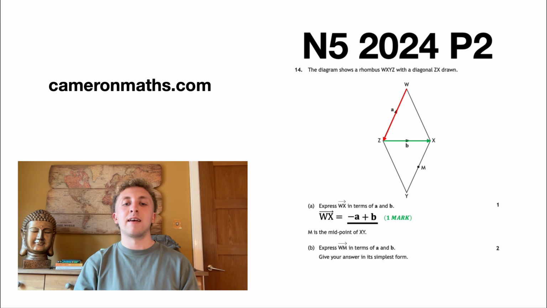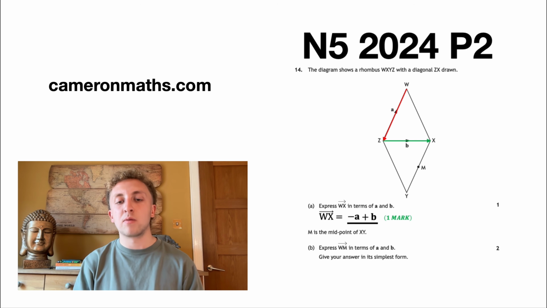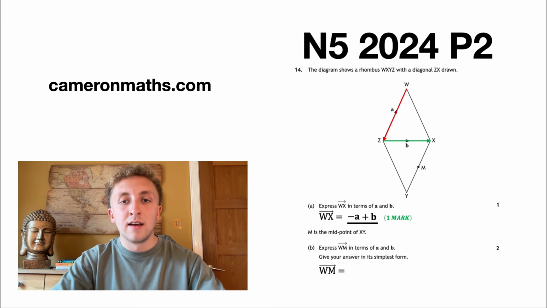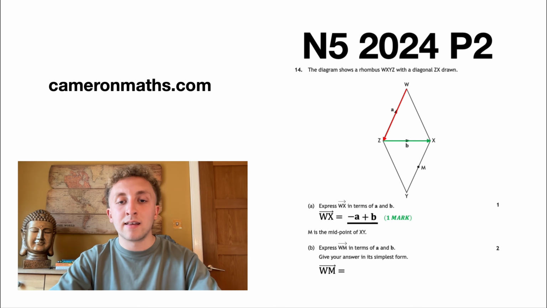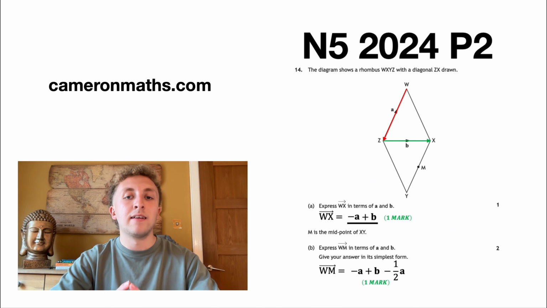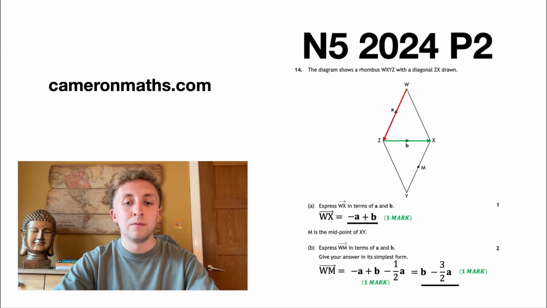Then in part b, they tell us that M is the midpoint of XY, and they want us to express W to M in terms of a and b. So we already know how to get from W to X, that's negative a plus b, and then to get from X to M, it's just going to be negative a half of a, so W to M can be expressed as b minus 3/2 of a.